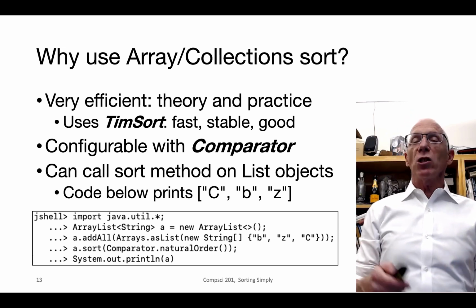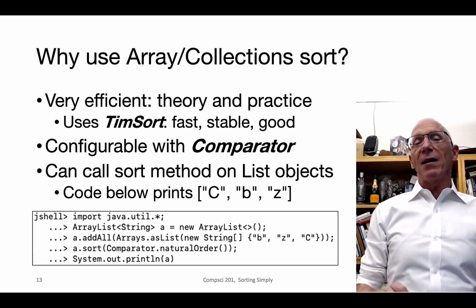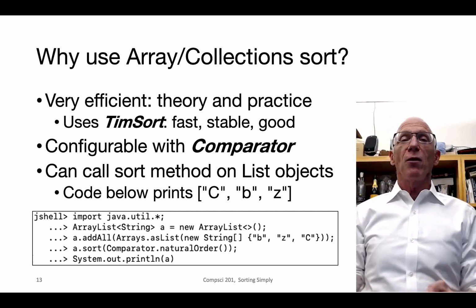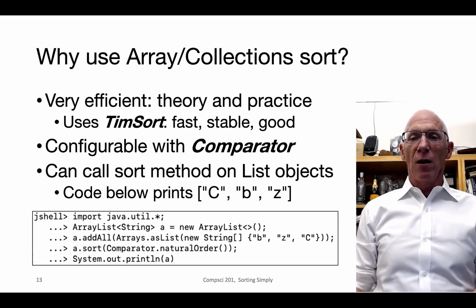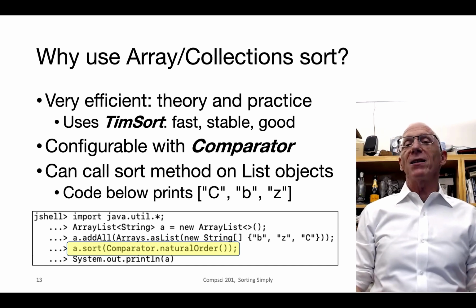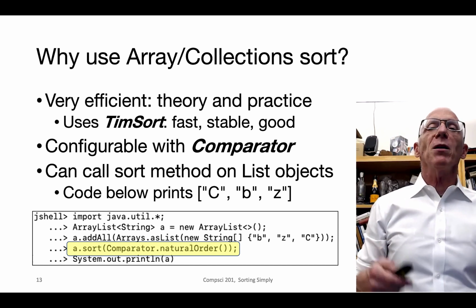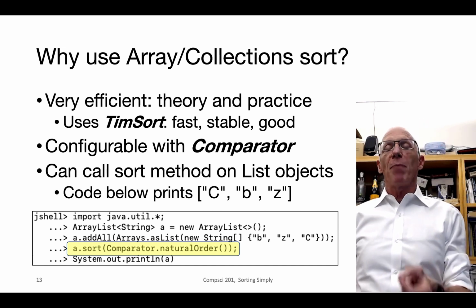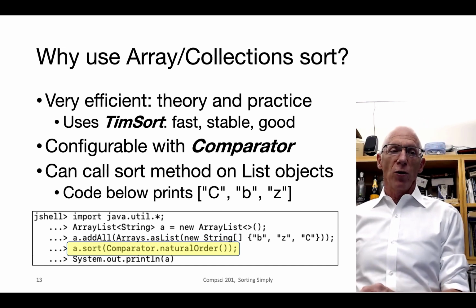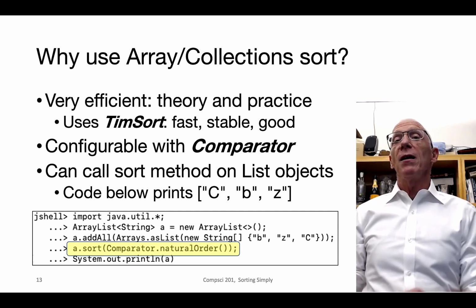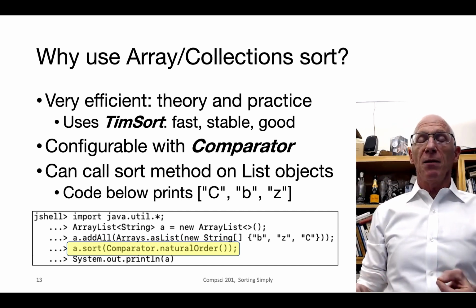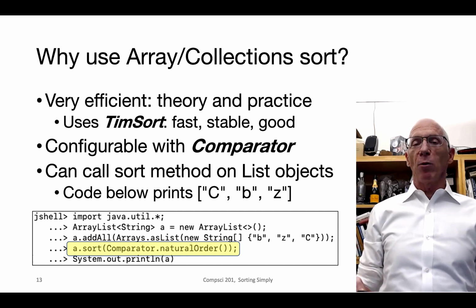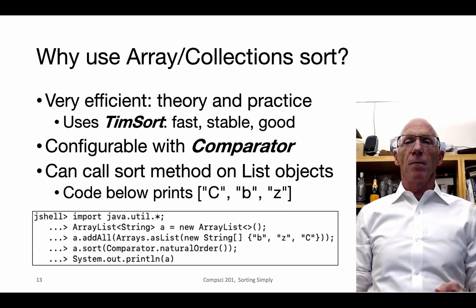Now, although we just looked at Arrays.sort and Collections.sort, it turns out that there is a sort method for the ArrayList class as well. And we can see here that I can say a.sort, but I must specify how to sort when I do that. And I'm saying here Comparator.naturalOrder. And this will give me capital C, B, Z, because capital letters come first. We'll see more examples of this, but this is enough to get started.